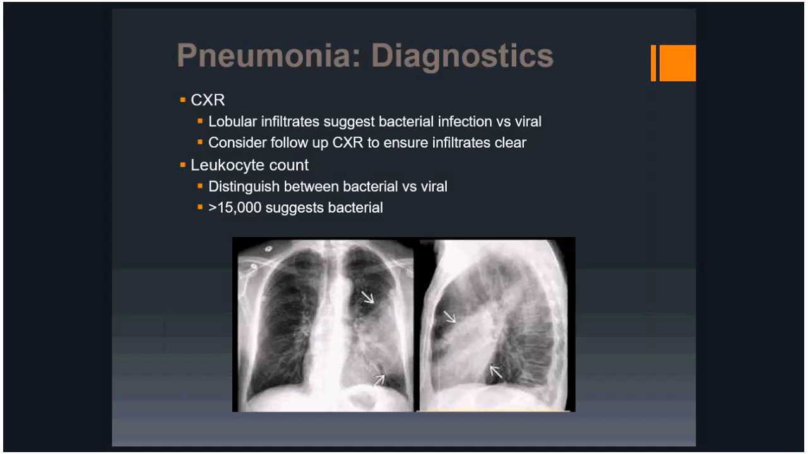Other diagnostics that you may see used would be white blood cell count. So if there was a CBC done, you would be able to look at your white blood cells. Obviously, over 15,000 or over 15 would suggest a bacterial etiology. And again, this helps you distinguish between bacterial and viral pneumonia. There is mention here about consideration for a chest x-ray after treatment to ensure infiltrates are clear. However, that's something that I'm going to bring up when we're talking more about follow-up.